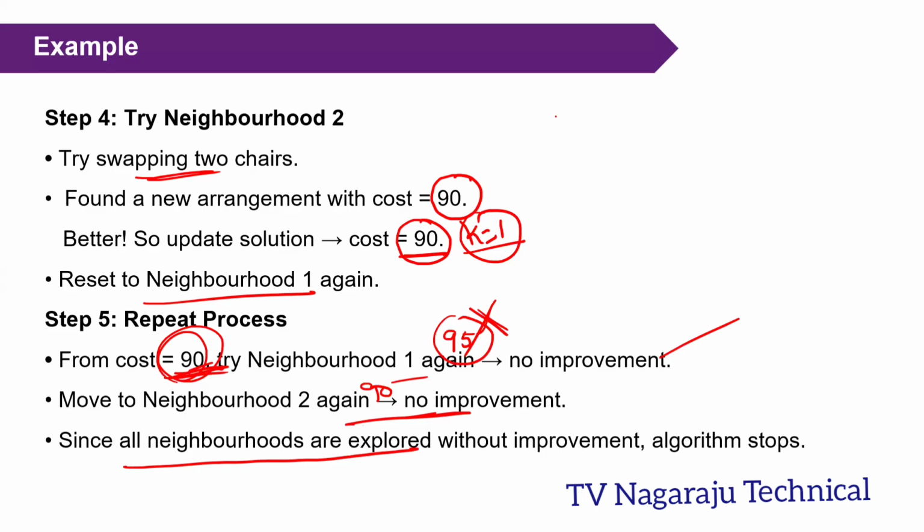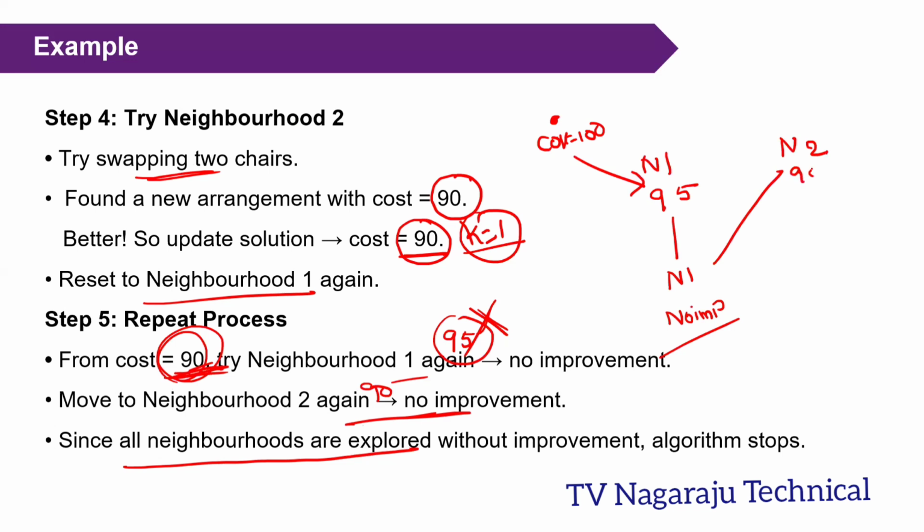Now you got it? This is the point. Initially, my cost is equal to 100. I am moving to neighborhood 1. The cost is 95. I am getting a better solution. Now immediately I am moving to neighborhood 1, but here no improvement. Whenever there is no improvement, move to neighborhood 2. The cost is 90. And again, move to neighborhood 1, there is no improvement. Then move to neighborhood 2, there is no improvement. And then stop the process. This is the procedure you are following.